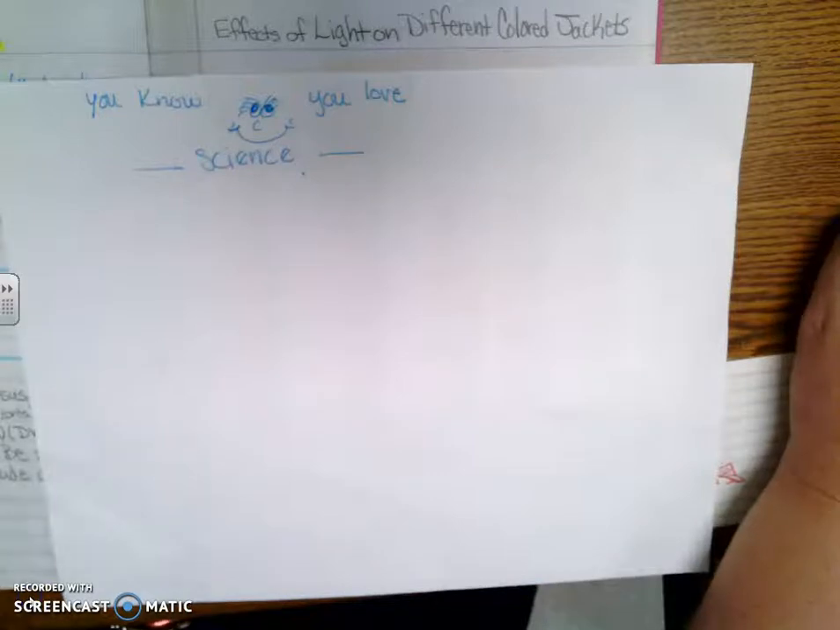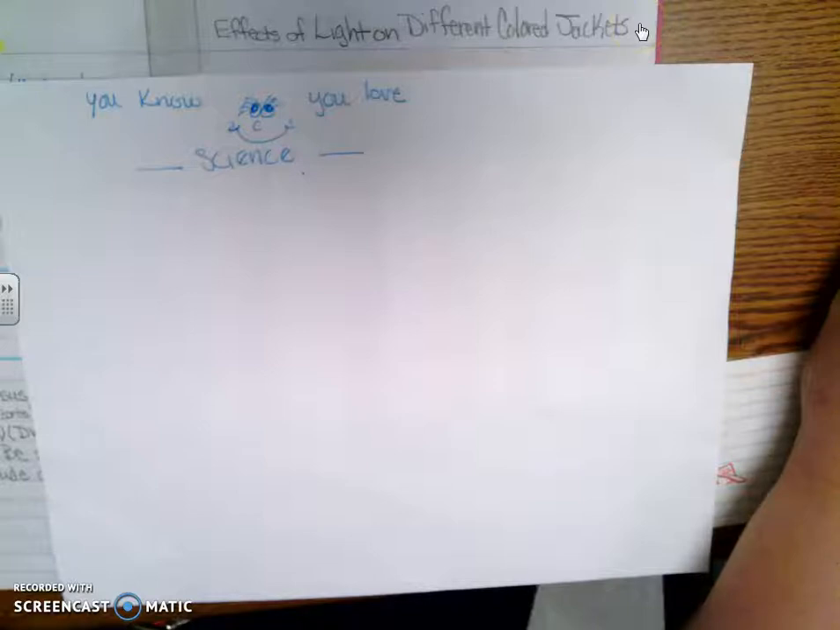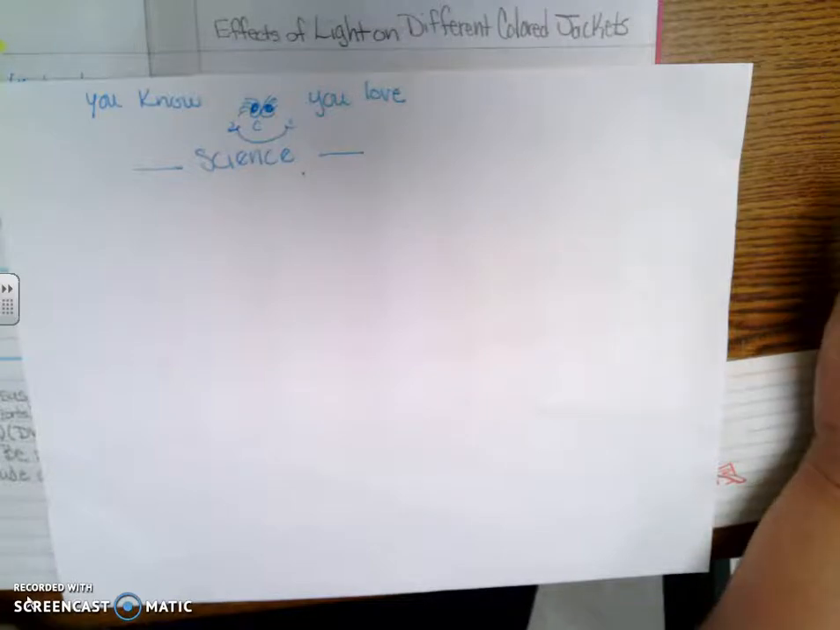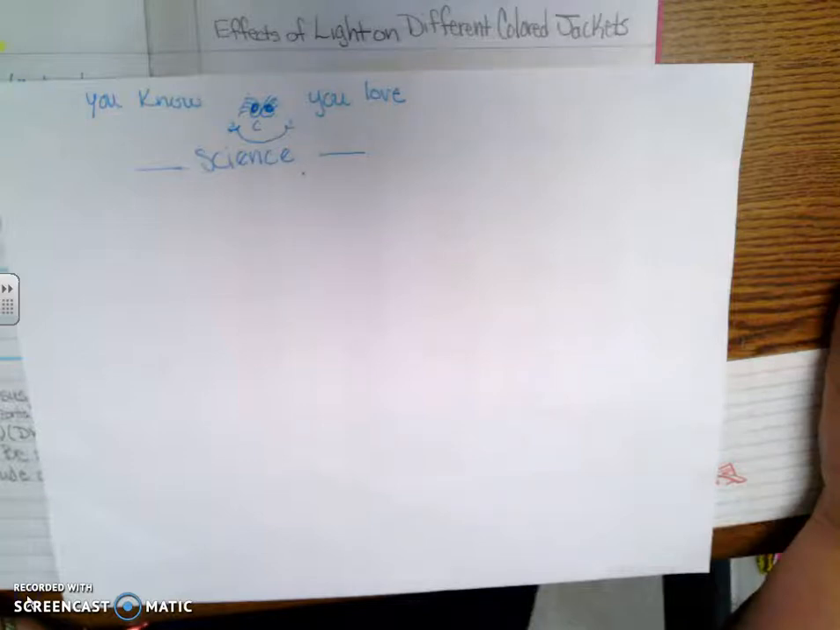So first things first, you must have a title. For the title of this experiment, it's the effects of light on different colored jackets. Make a special note that words are capitalized because it is in fact a title. The main title of a graph should always reflect and represent both the independent and the dependent variable. In the case of this lab, we were testing light for 5 minutes on different colored jackets, 5 colors to be exact.